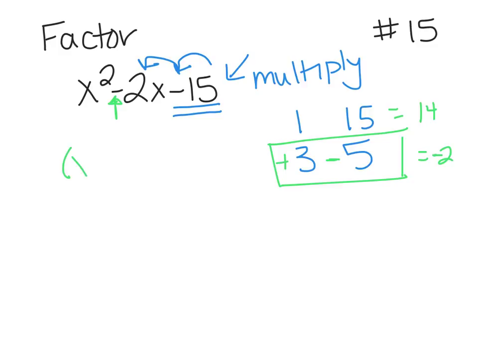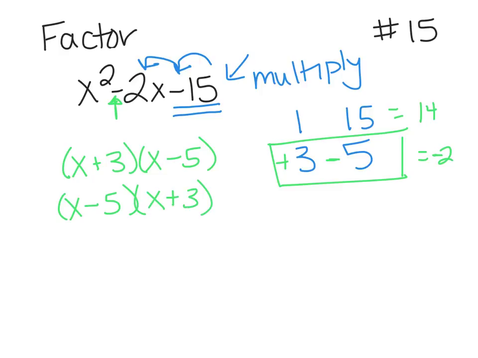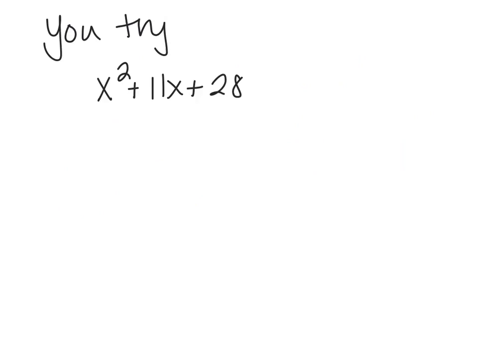So my answer is x plus 3 times x minus 5. It doesn't matter which order you write it. If you write x minus 5 times x plus 3, that's also correct. You try one. Remember, this has to multiply, but this time it's going to add to give you a positive 11.